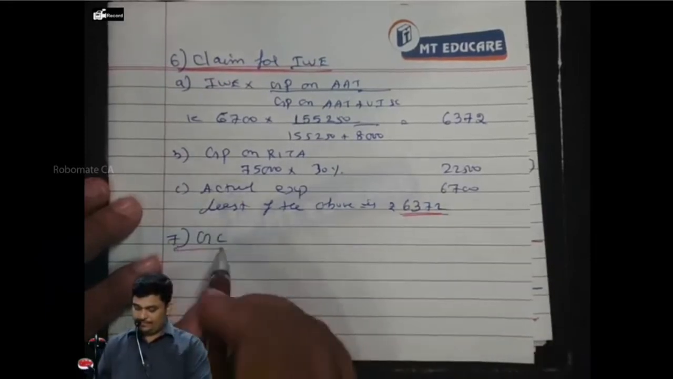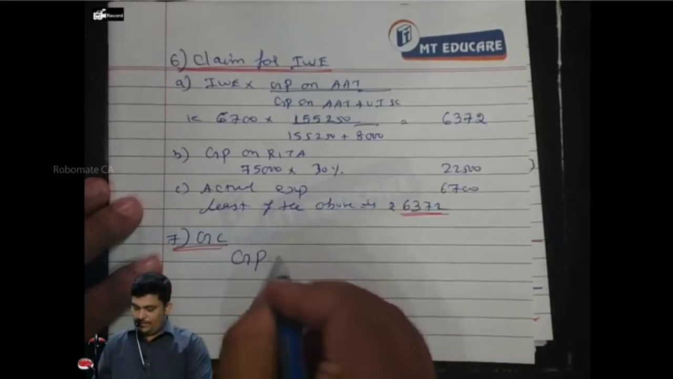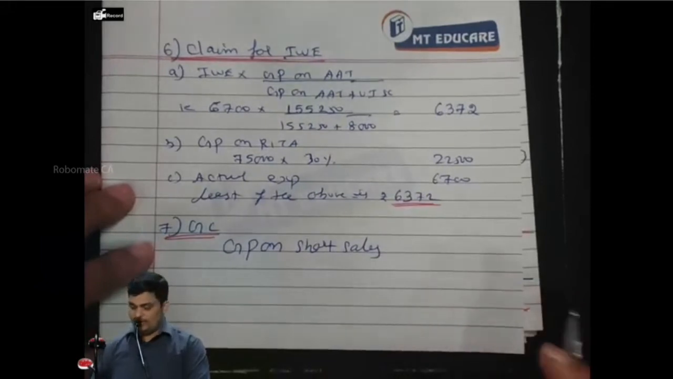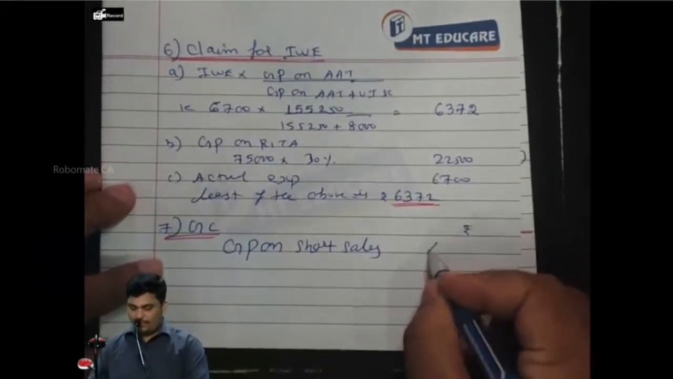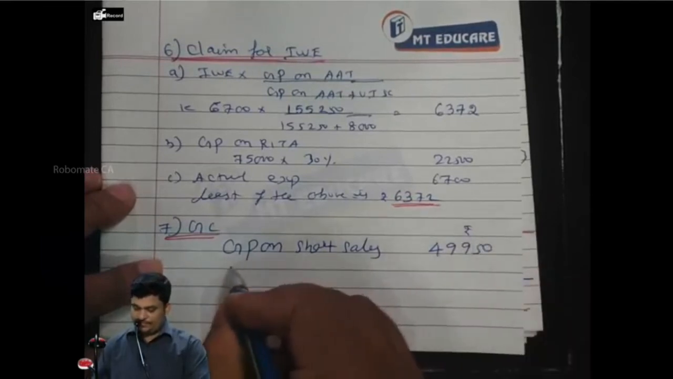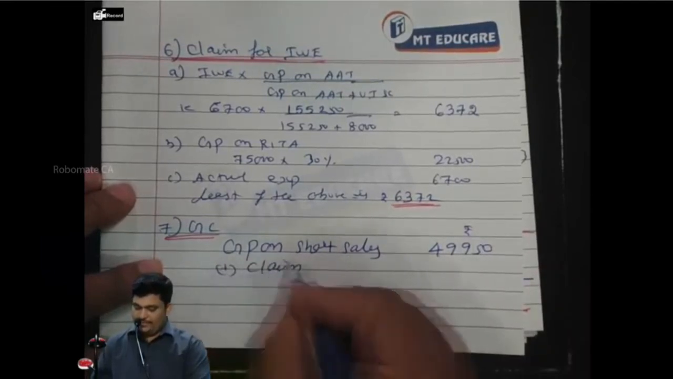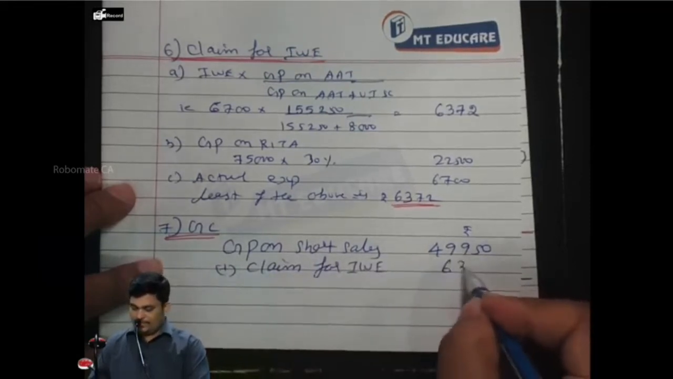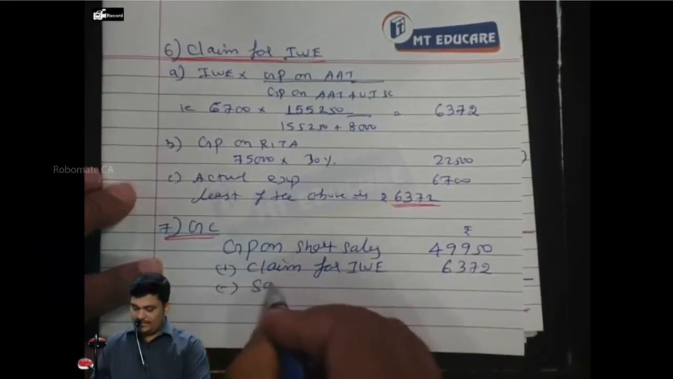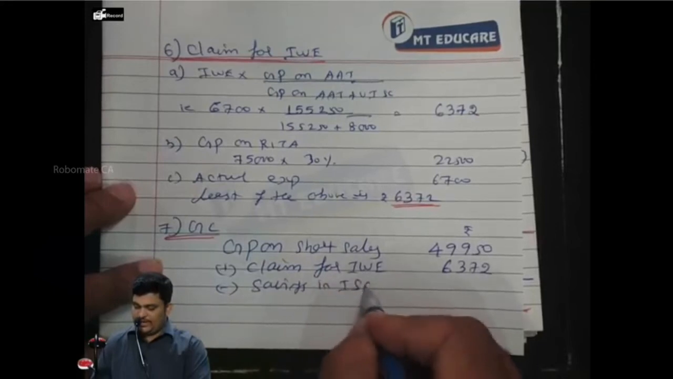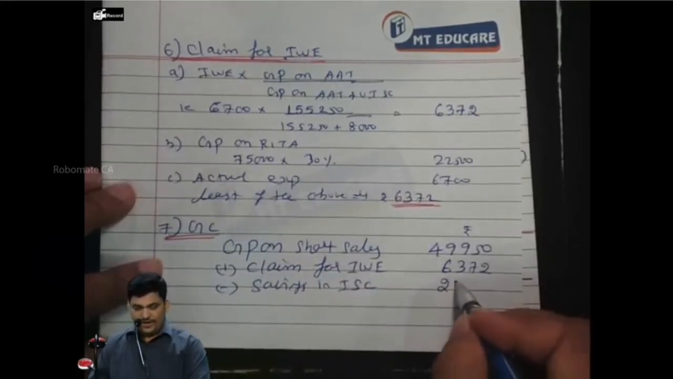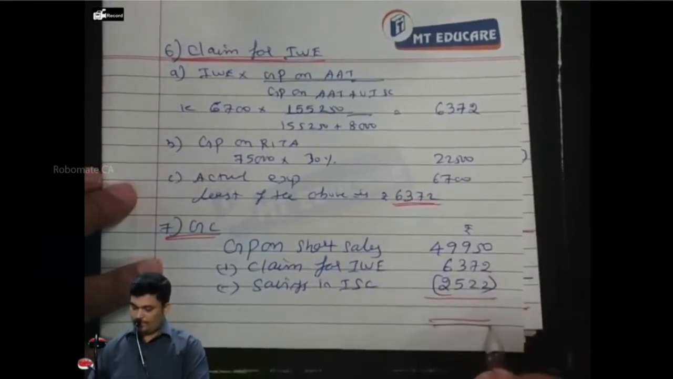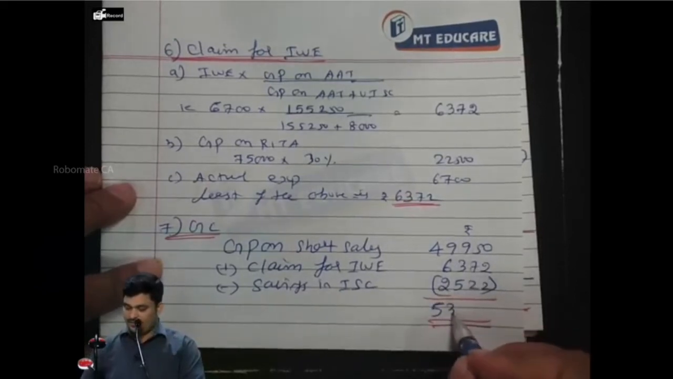Gross claim. GP on short sales, how much? 49,000 plus claim for IWE 6,000 minus savings in insured standing charges 25, gives 53,800.